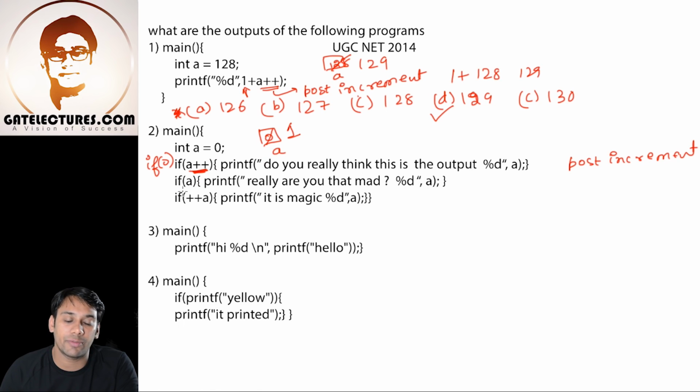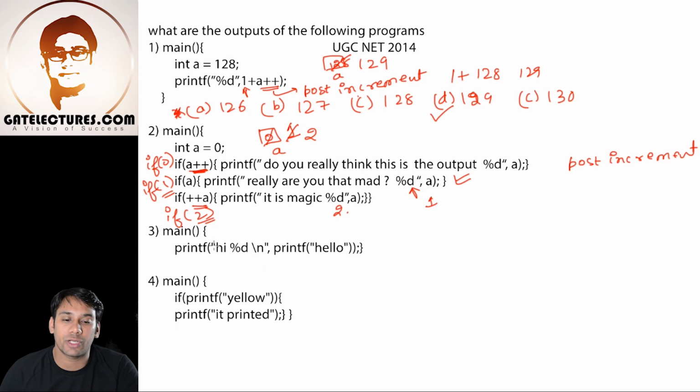Okay, so in the next statement they have written if a, which means if 1, which means true. Therefore this statement will be executed and it will print the value of a, so it will print 1. Okay, so in the next statement I have pre-incrementation. That means first of all I'm going to increment the value of a, then I'm going to use it. So the value of a after incrementation becomes 2. So it means if 2, and if 2 means true, therefore this statement will be executed and it is going to print 2.